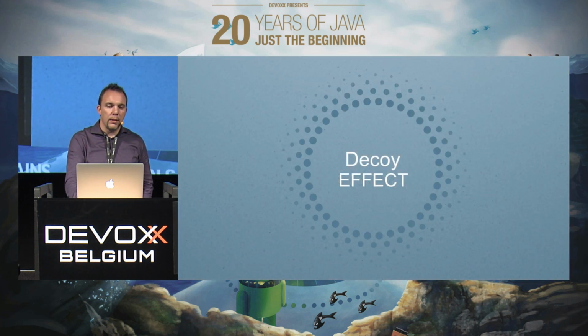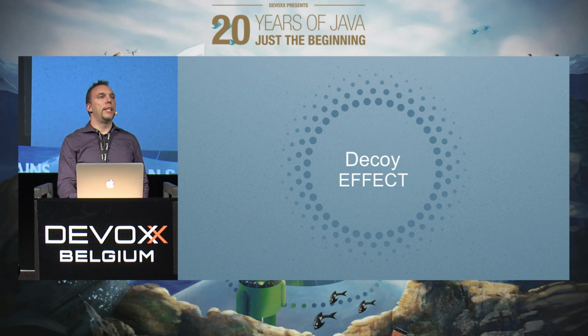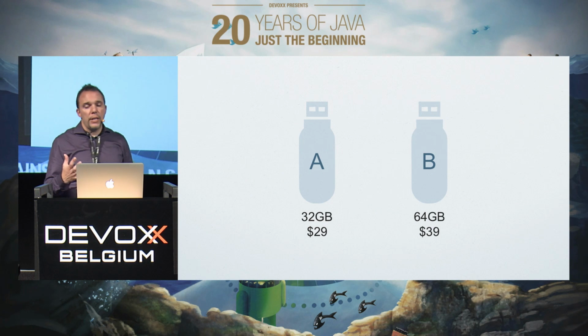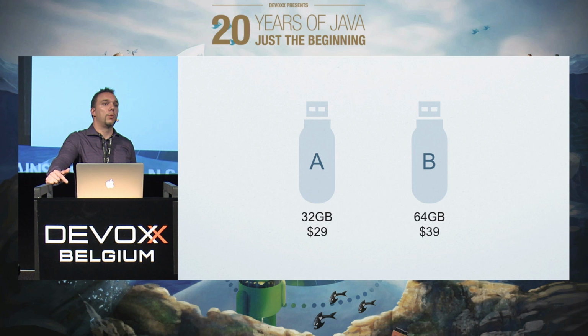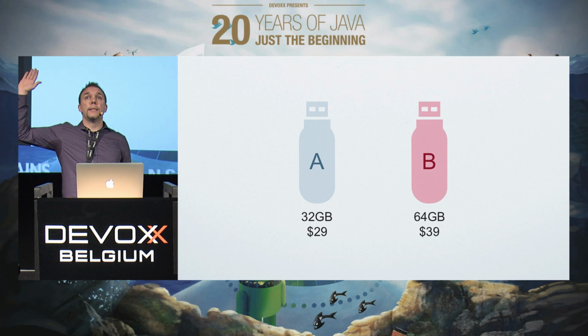Another effect, some people think they're a bit the same, but that's different, is a decoy effect. Imagine I have 2 USB sticks. Stick A at 32 gigabytes, $29. Stick B, 64 gigs, $39. Which one would sell most, you think? Which is the best value for money? B. Who thought B? Most of you.